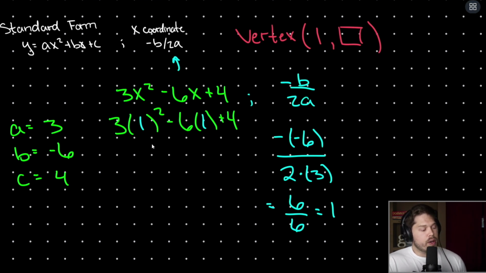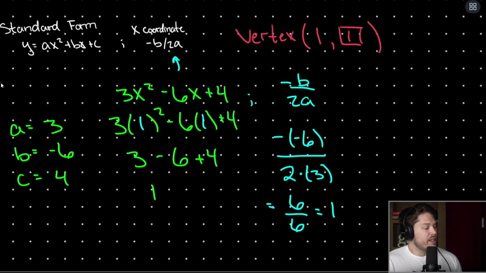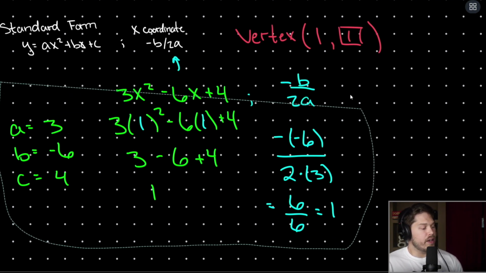So 3 times 1 squared is 3. 6 times 1 is 6. And then we have +4. So altogether we have 3 minus 6 plus 4, which is just +1. So our vertex for this equation is 1, 1. Excellent job. Here, let's erase this and do another example.